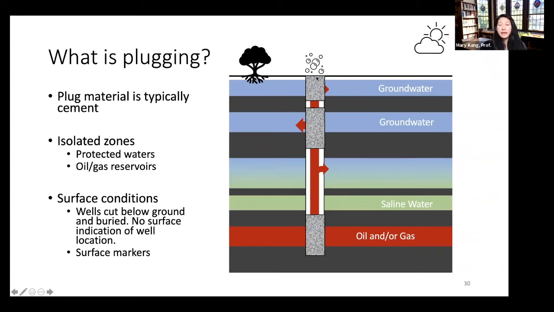At the surface, depending on where you are, the rules are a little bit different, but in general, the wells are cut below ground and buried, with no surface indication of well location. But in places like Pennsylvania, they do have surface markers. So it depends on where you are.